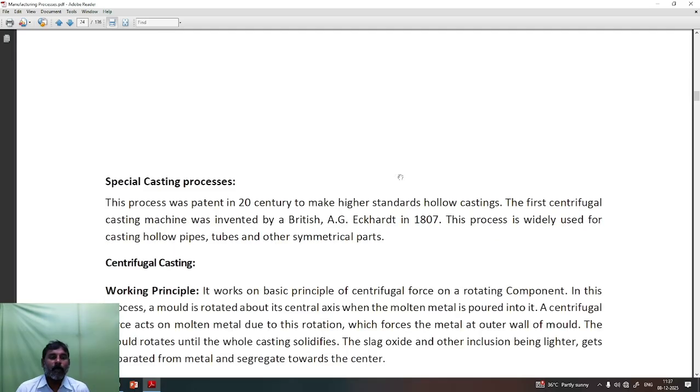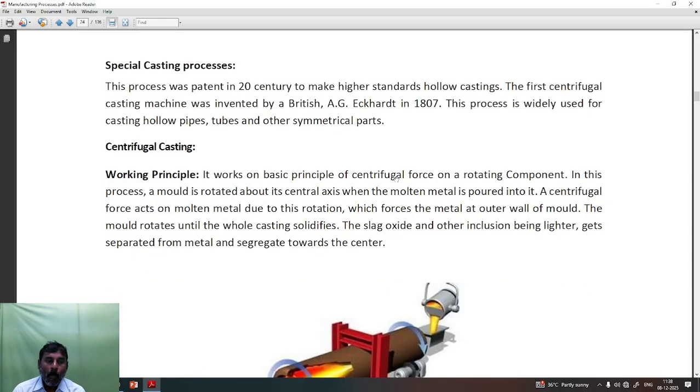Then the centrifugal casting process. This process was patented in the 20th century to make higher standard hollow castings. The first centrifugal casting machine was invented in England. The working principle is that it works on the basic principle of centrifugal force on a rotating component.